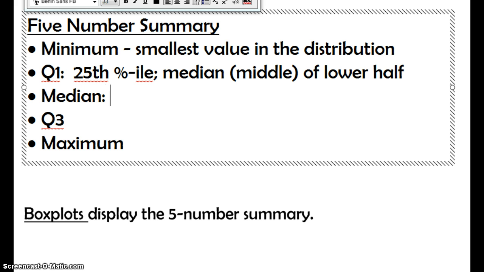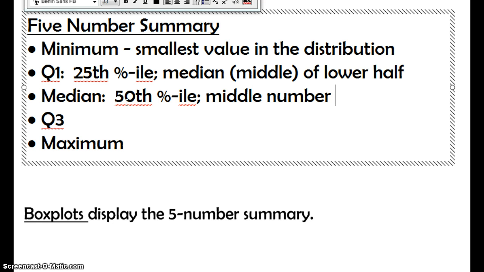The median is the 50th percentile, so it is the number that literally splits the distribution half and half, so that 50% of the values are lower than this number and 50% of the values are above this number. So it is the middle number of the distribution.